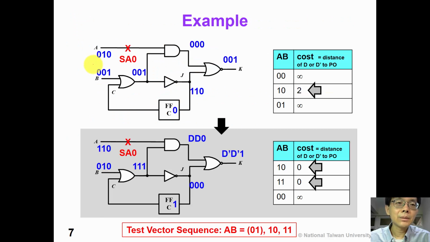Now let's see an example. Suppose we start from the first trial vector 0 0. For this stuck-at 0 fault, this test vector does not excite the fault. So the faulty value and the good value are both 0 here. So the distance here is infinity. That means no fault is activated.